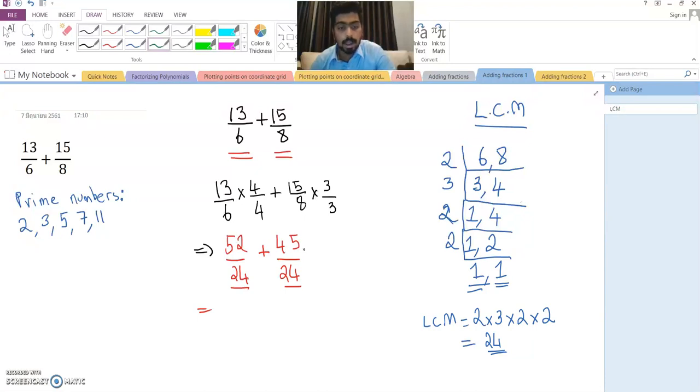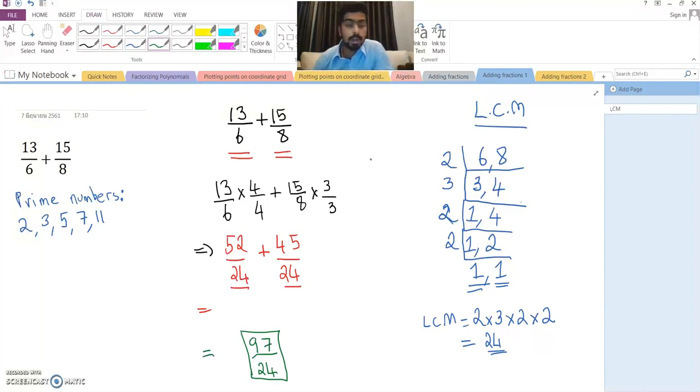52 plus 45. Let me write it here maybe. 5 plus 2 gives us 7. And 5 plus 4 gives us 9. So we have 97 over 24. This would be our final answer.